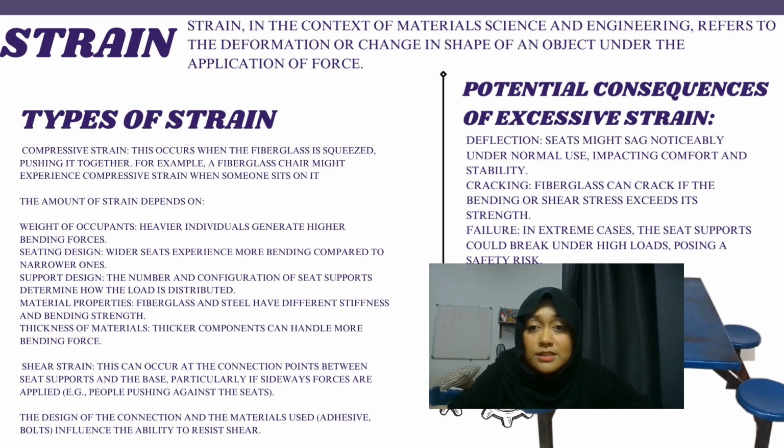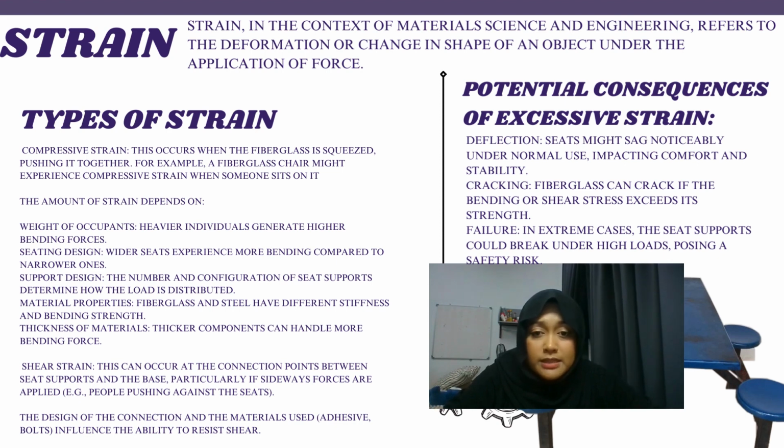For example, when someone is sitting on it, we need to take into account that the amount of strain depends on the weight of the occupants, how heavy they are, and the seating design, whether the seats are wider, because the wider the seats, the more bending compared to narrower ones. Then there are the support designs, and the material properties such as fiberglass and steel that we have been using, to know the bending strength, and the thickness of the materials, to know the bending force.